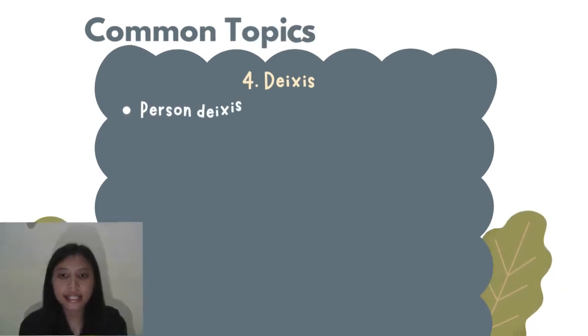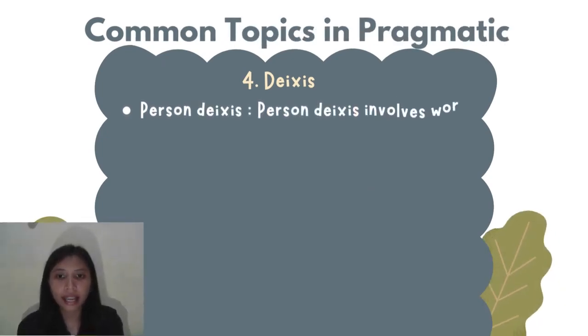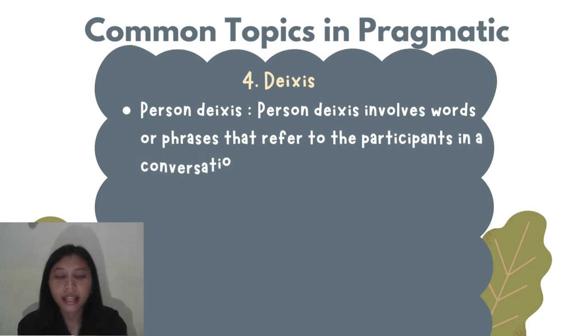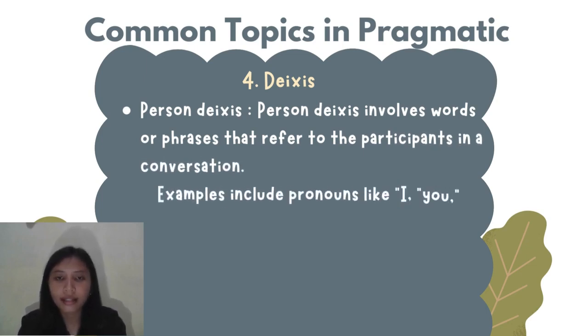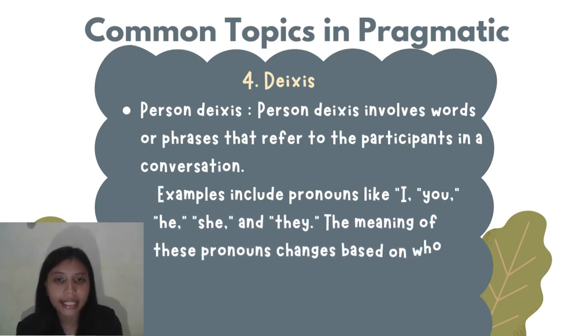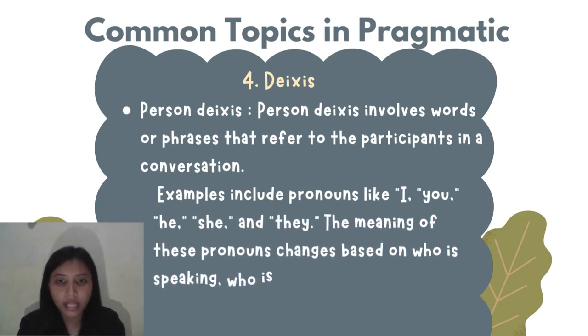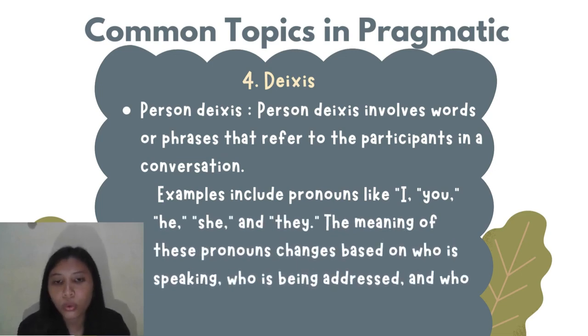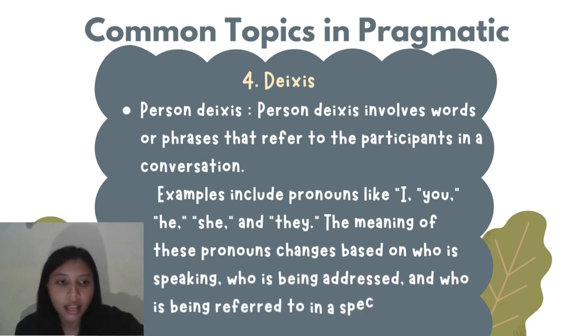And then the last topic in pragmatics is deixis. Deixis is divided into 3 types. The first is person deixis. Person deixis involves words or phrases that refer to the participants in a conversation. For example, pronouns like I, you, he, she, and they. The meaning of these pronouns changes based on who is speaking, who is being addressed, and who is being referred to in a specific context.